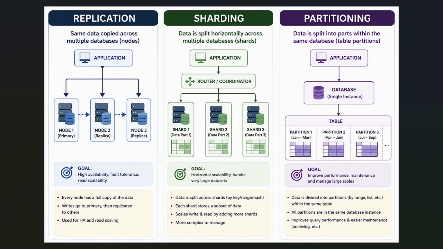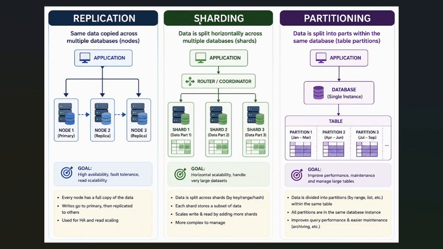So partitioning would be done using hash, range, etc. When we say range, it could be like quarterly partitions, as we can see here: Jan to March, April to June, July to September. Whenever a query is done on this table, that particular partition will be queried. It is faster, but it is part of the same database. And there are also some maintenance operation advantages that we get with partitioning. So again, data is split into parts within the same database. Just keep that in mind.